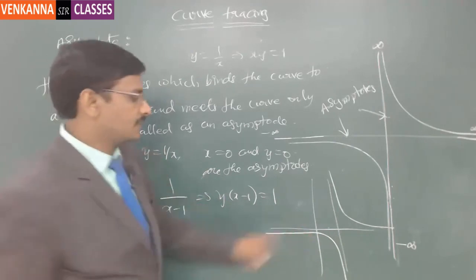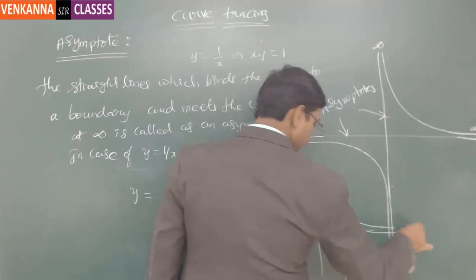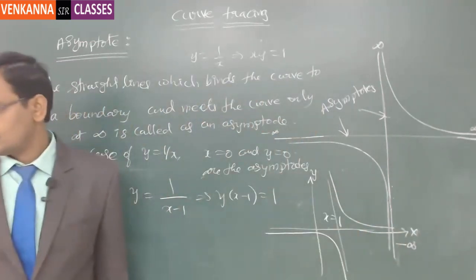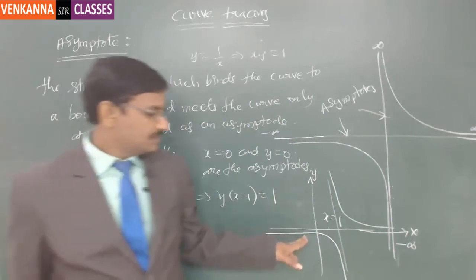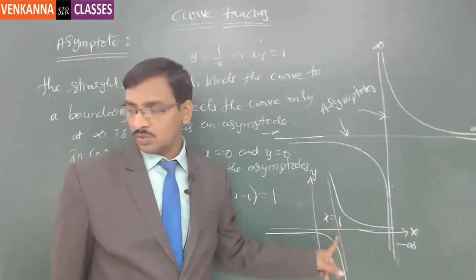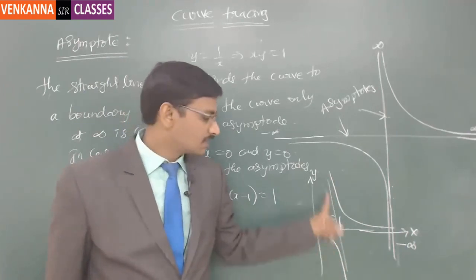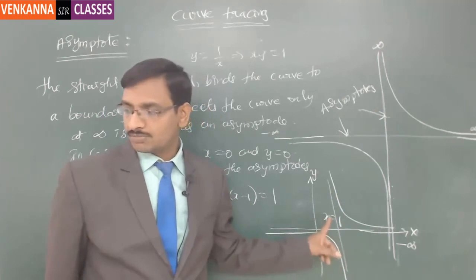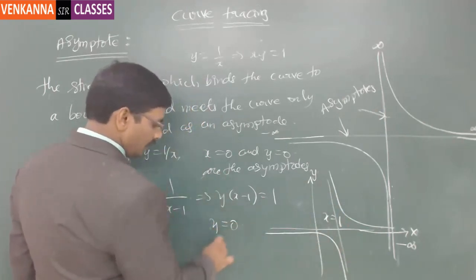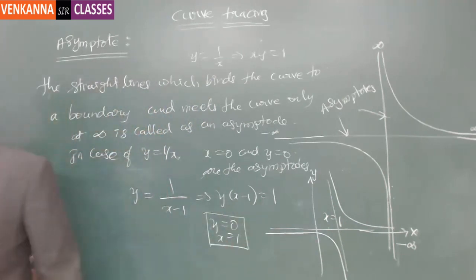So this is the y-axis, and this is the x-axis, and this is the x equal to 1 line. Now here, the curve is crossing the y-axis, but it is not crossing the x is equal to 1 line. So it is crossing the x is equal to 0 line, and this line is called an asymptote. So for this particular curve, the asymptotes are y is equal to 0 and x is equal to 1. These two are the asymptotes. Got it?